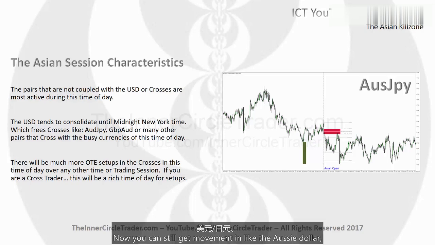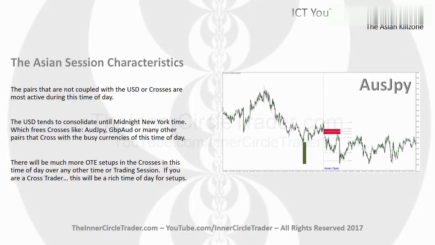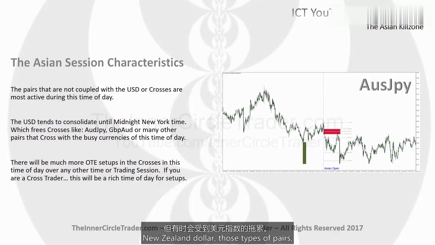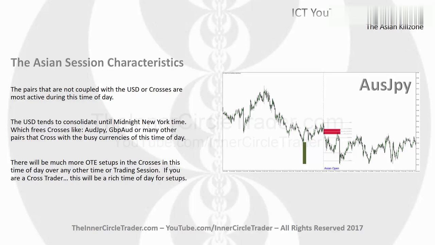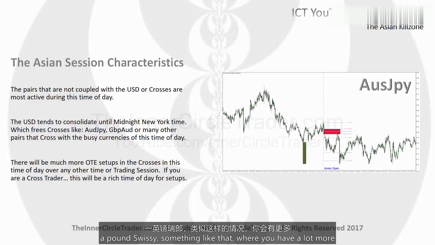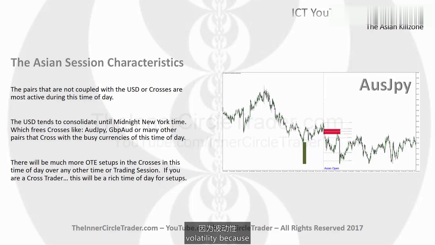Now, you can still get movement in like the Aussie dollar, the dollar yen, New Zealand dollar, those types of pairs, but you're going to be getting a drag sometimes because of the dollar index. You get much more volatility by having it coupled with a cross. In other words, like a Euro Aussie, a pound Swissy, something like that, where you have a lot more volatility because of the cross nature of the pair, and it's not being held back or limited by way of the dollar index.